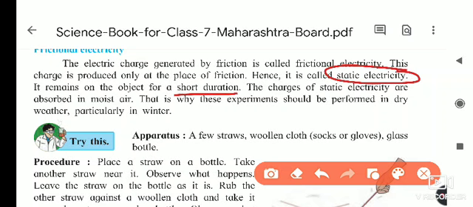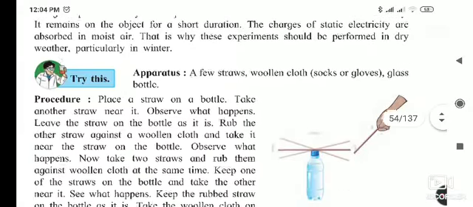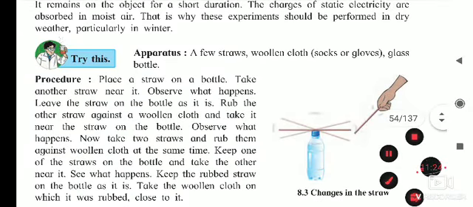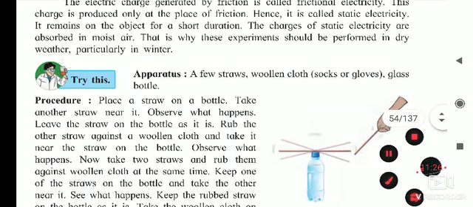This charge of static electricity is absorbed in moist air. That is why this experiment should be performed in dry weather, particularly in winter. In winter we have to do these activities. Okay, now one more activity is given here. It is also a very interesting activity.